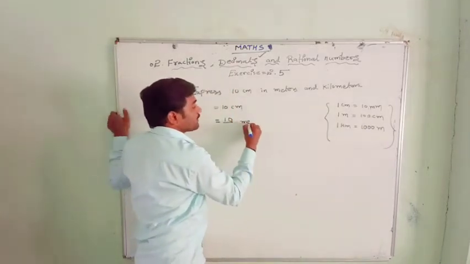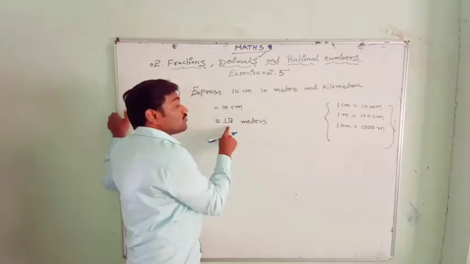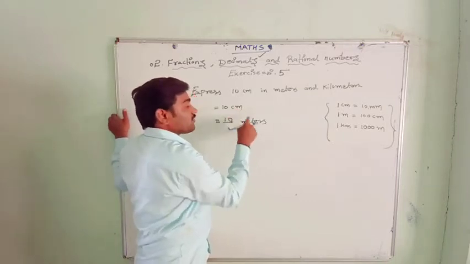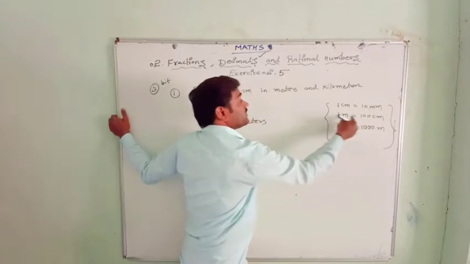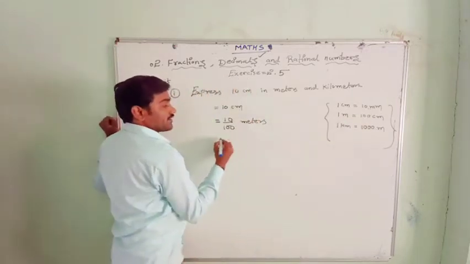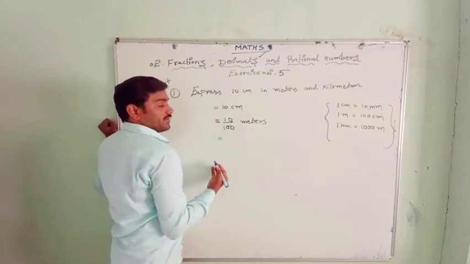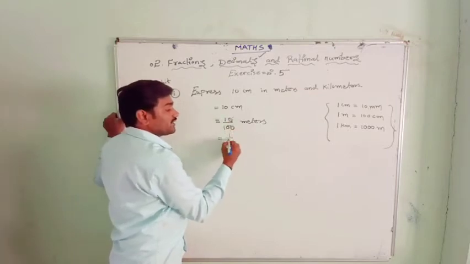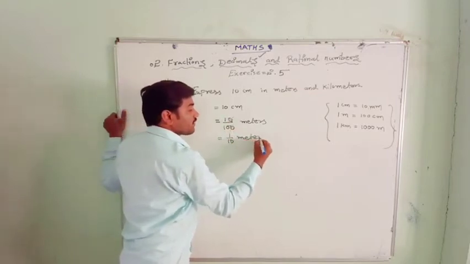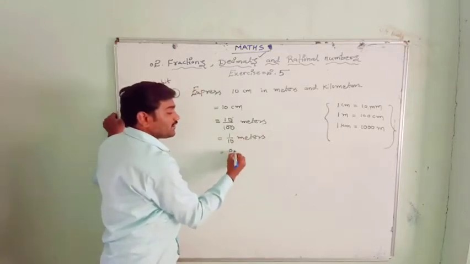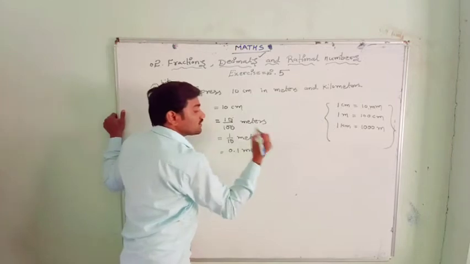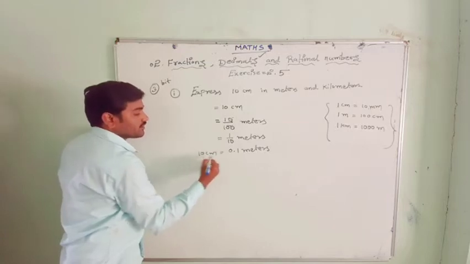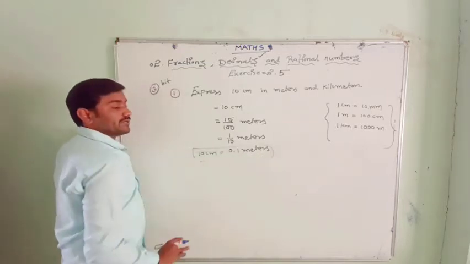This we have to write in meters. So by how much do we have to divide? 10 centimeters equal to... Here we have to convert centimeters to meters, so we have to divide. 100 centimeters equal to 1 meter, so we divide by 100. 10 by 100, 10 and 10 get cancelled, 1 by 10 meters, nothing but 0.1 meters. So 10 centimeters equal to 0.1 meter.